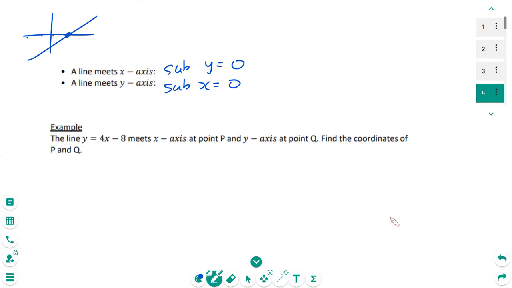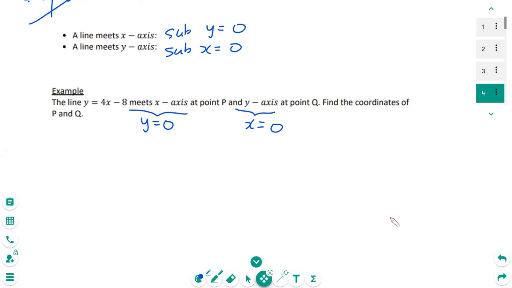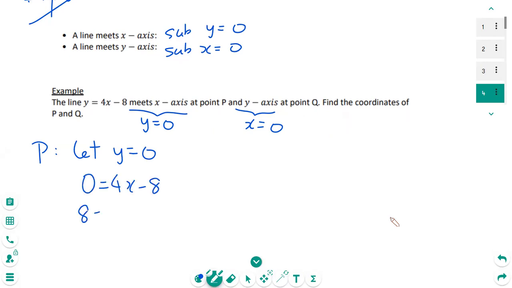All right, example below. The line y equals 4x minus 8 meets the x-axis at point P and meets the y-axis at point Q. Find the coordinates of P and Q. Well, to find P, we let y equals 0. When we let y equals 0, 0 equals 4x minus 8. Bring 8 over, divide by 4, x equals 2. So P is (2, 0).